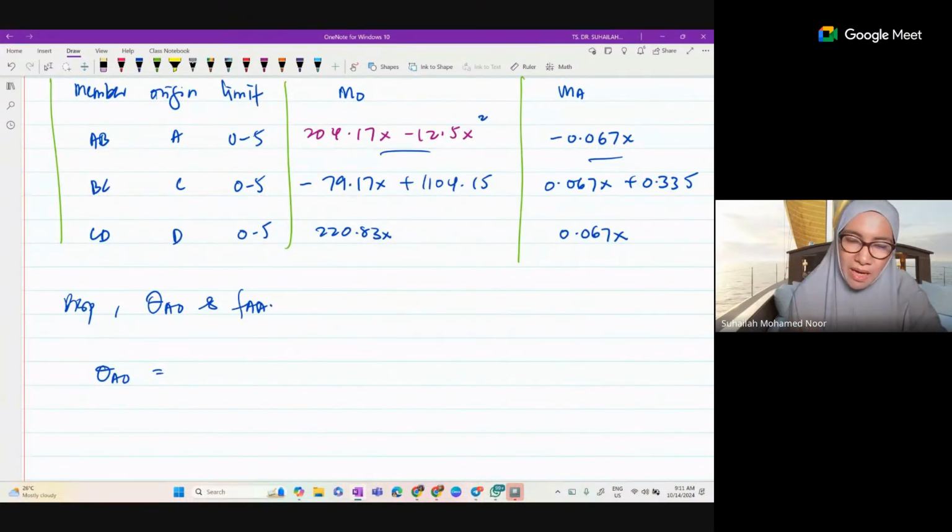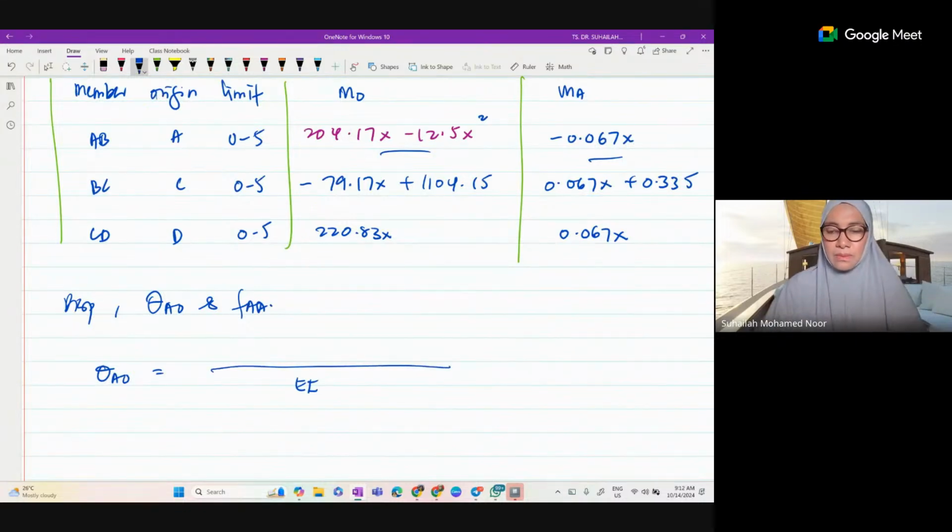Okay, please integrate now. Integrate M naught MA: 204.17x minus 12.5x square times with, okay, integrate together with negative 0.067x. The limit is 0 to 5. What is the answer in terms of EI? Tolong calculate jap. Please integrate.